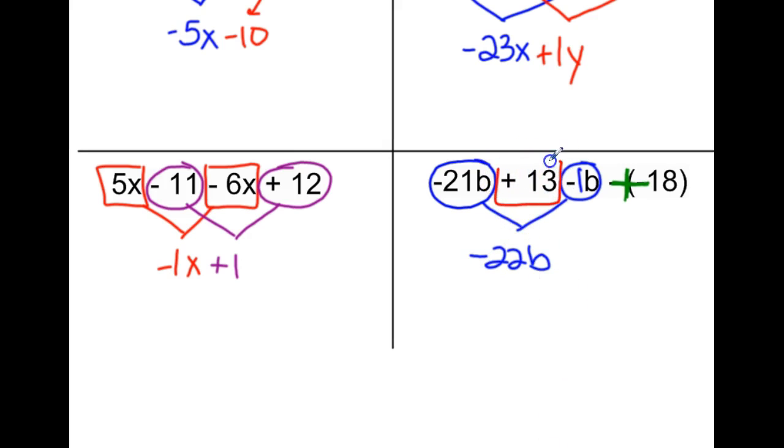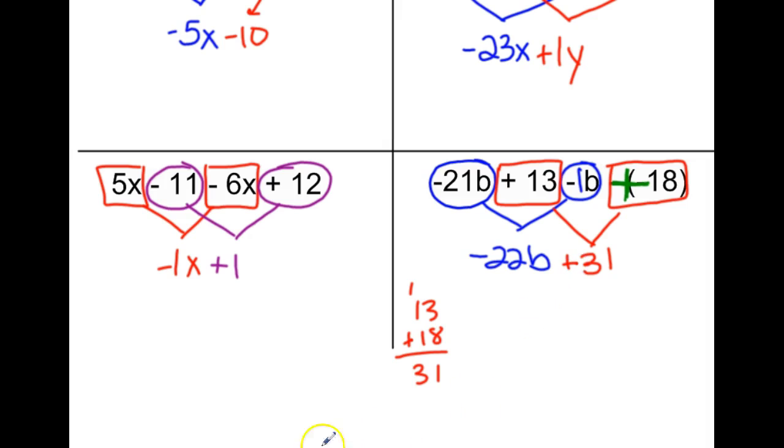And then just our numbers, our constants. We have 13 plus 18. Add those up. If you need to write it out, you can. If you need to use a calculator, that's fine too. You should get 31. And they're all positive, so negative 22b plus 31.